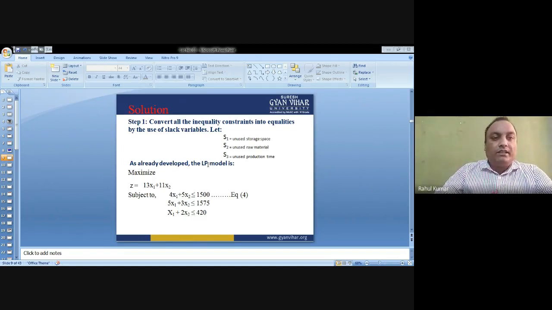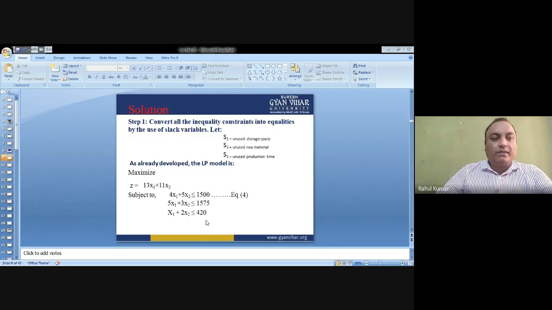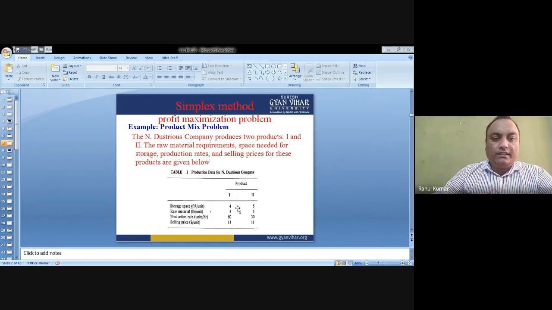As already developed, the linear programming model is to maximize Z equal to 13x1 plus 11x2, the selling price, subject to 4x1 plus 5x2 less than or equal to 1500, 5x1 plus 3x2 less than or equal to 1575, and x1 plus 2x2 less than or equal to 420. Right? These are the constraints.